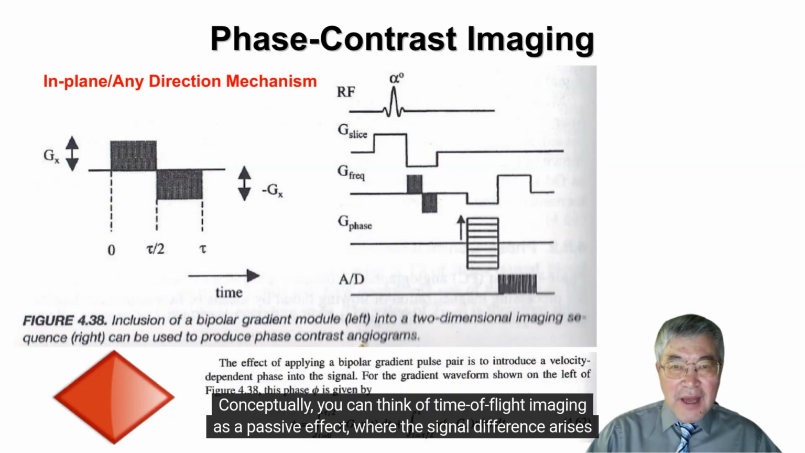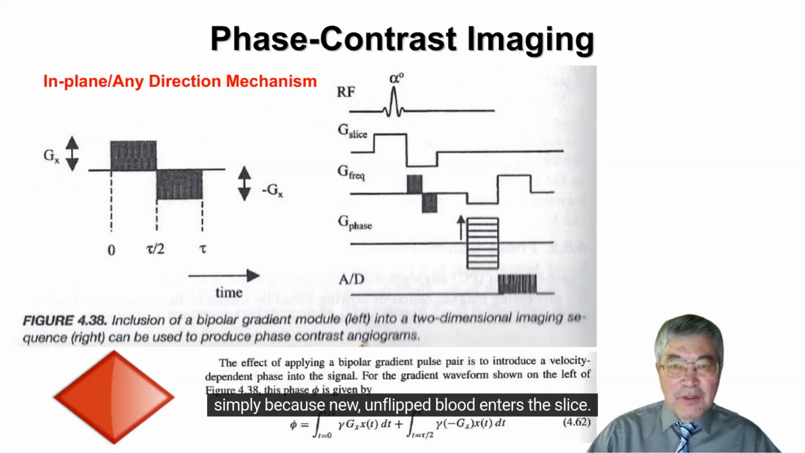Conceptually, you can think of time-of-flight imaging as a passive effect, where the signal difference arises simply because new unflipped blood enters the slice.